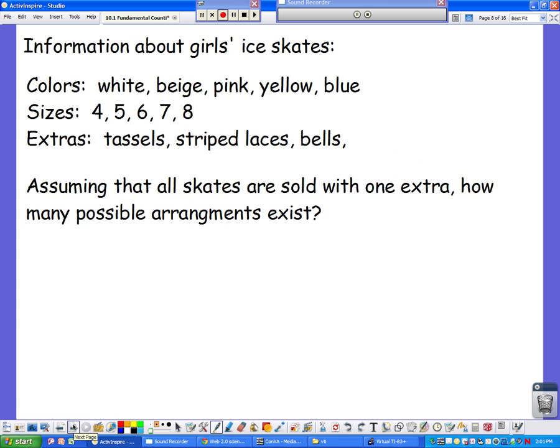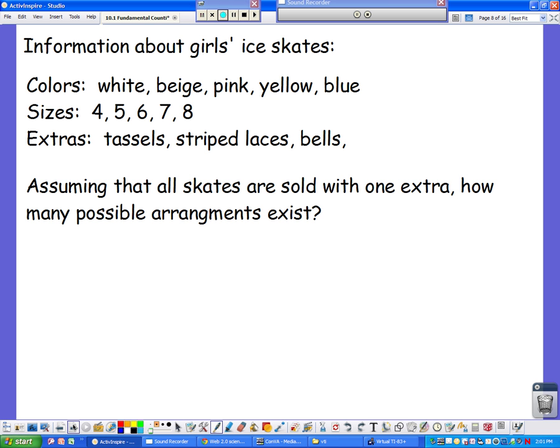Let's suppose that you're looking at some options for girls' ice skates. So the colors that you have to choose from are white, beige, pink, yellow, and blue. And we're going to assume that the colors of the skates are all 1 color. The sizes that you have to choose from are 4, 5, 6, 7, and 8. And the extras are tassels, striped laces, or bells. And we're assuming that all the skates are sold with 1 extra. How many possible arrangements exist?